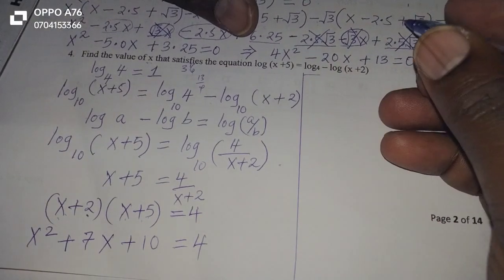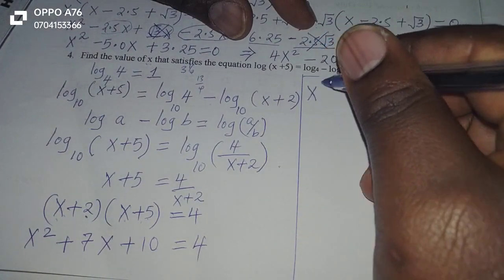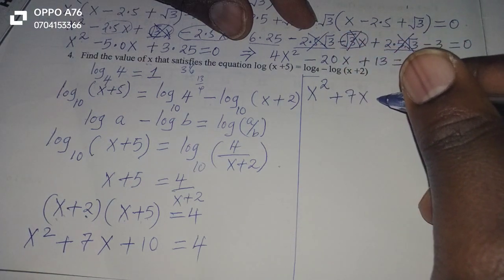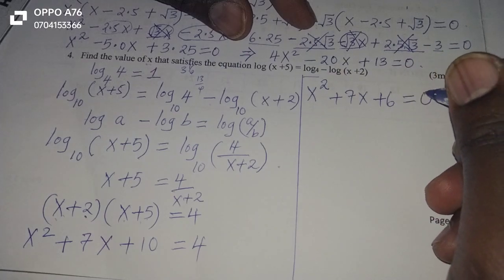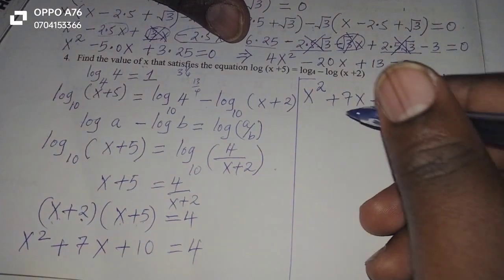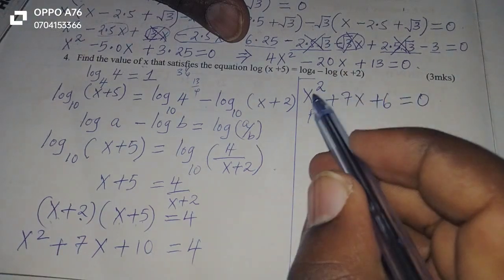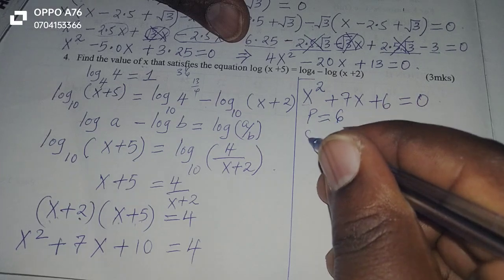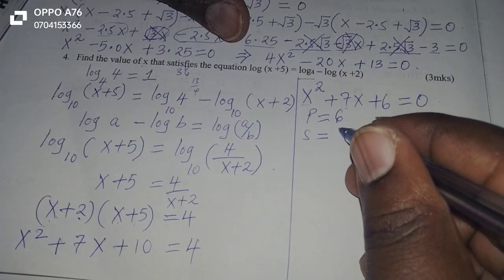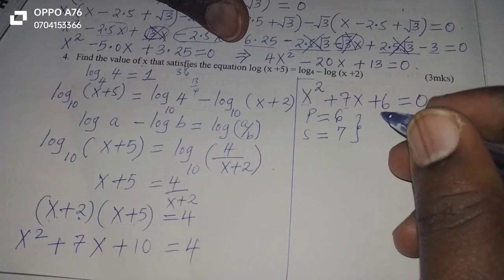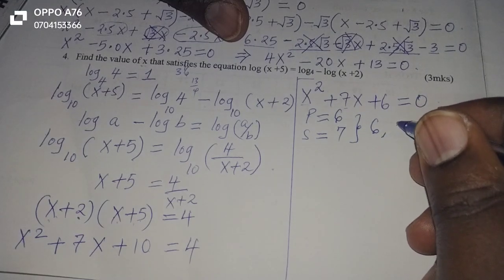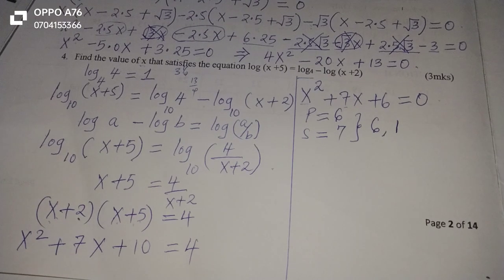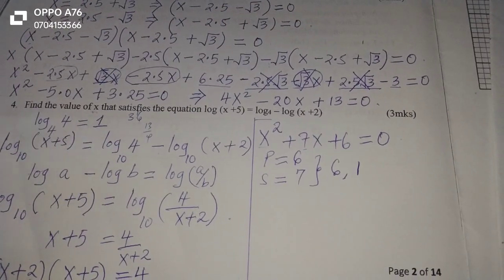So we will be talking about x squared plus 7x plus 6 equivalent to 0. With this, we can talk about a product of the value at this point, that is a times c, which is 6, and the sum of b, which is the value at this point, is going to be 7. Therefore, the two factors which when multiplied give 6, and when added give 7, are 6 and 1.